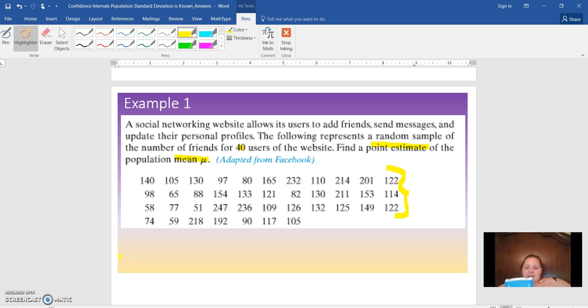I'm going to go to stat, calculate one variable statistics. Okay, and then I'm going to make sure, I put mine in list 1. If yours is in list 1, put L1, and so there's my data. We've done that before. I'm just going to focus on the mean, 125.3, is the average number of friends. So this would be the point estimate. Okay, and it tells you what kind of point estimate it wants.